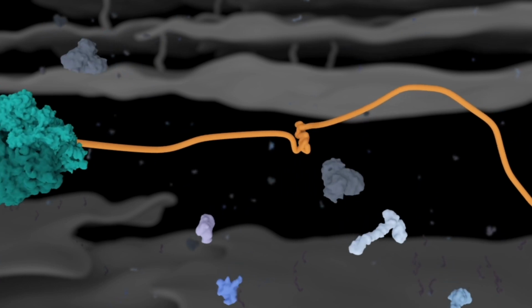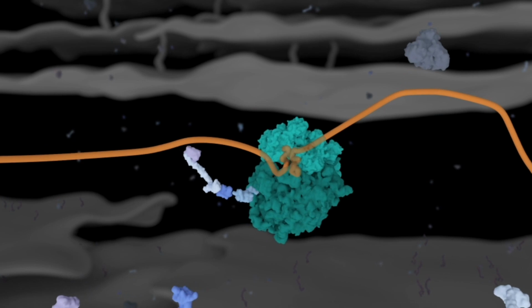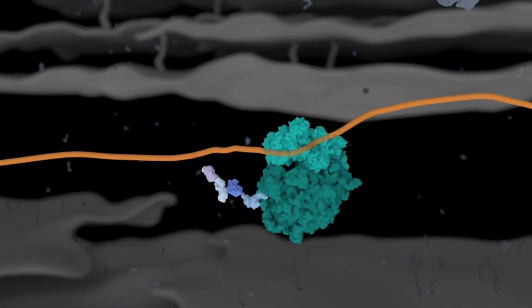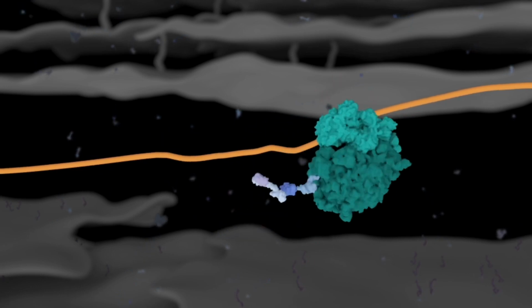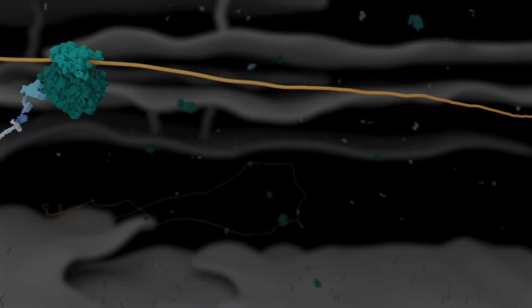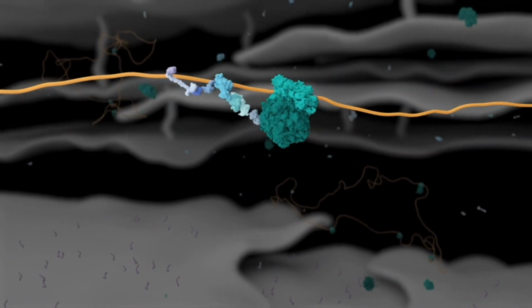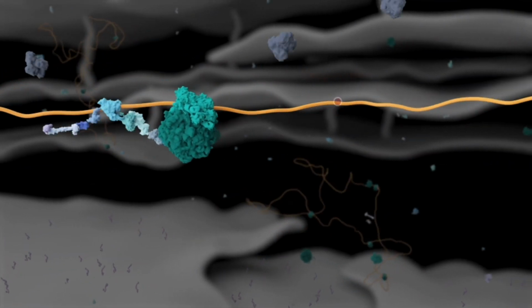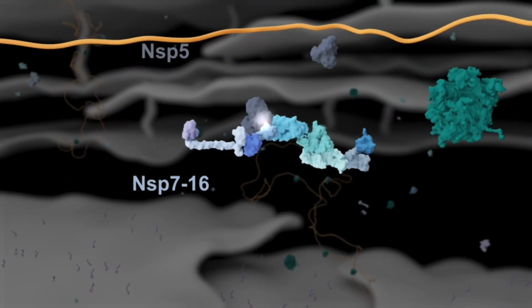The pseudoknot refolds before it is encountered by a closely trailing ribosome. This time, the pause induced from the pseudoknot results in a -1 frame shift, allowing the ribosome to progress beyond the stop codon. In this case, NSPs 12 to 16 can be translated, and the polyprotein is processed by NSP5.